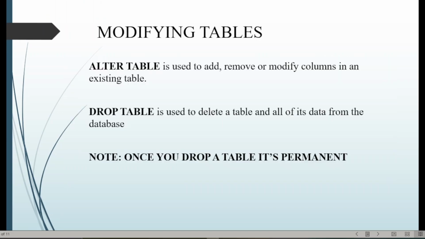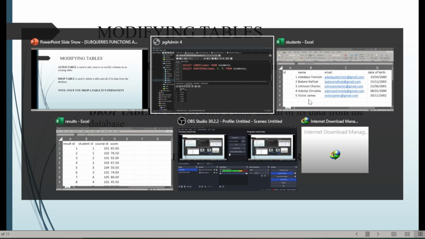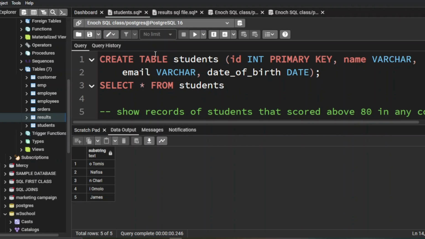Now moving on, how to modify a table using alter table and drop table. So let's say alter table is used when you want to remove a column, add a column, or modify a column in an existing table. You've created your table already. You now realize that, oh, I skipped something. Okay, let me use students.